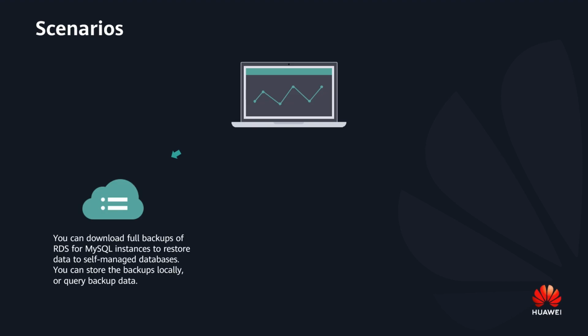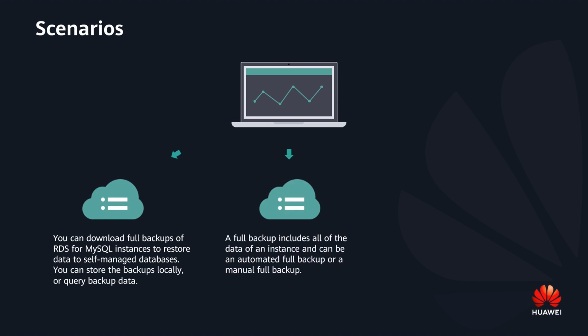You can download full backups of RDS for MySQL instances to restore data to self-managed databases. You can store the backups locally or query backup data. A full backup includes all of the data of an instance and can be an automated full backup or a manual full backup. This video demonstrates how to download a full backup of an RDS for MySQL instance.